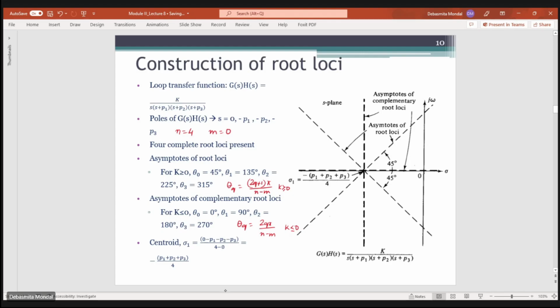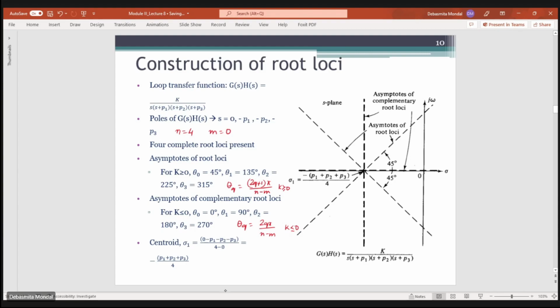One is at an angle of 45 degrees, which is this one. Another one at an angle of 135 degrees, which is this one. Then you have one at an angle of 225 degrees, and the other one at an angle of 315 degrees. So you have 4 asymptotes at the angles which you can find from this equation. So till now we have found the asymptotes and the centroid where the asymptotes will intersect.